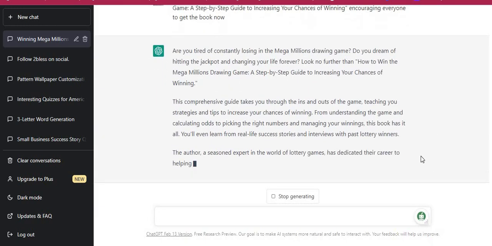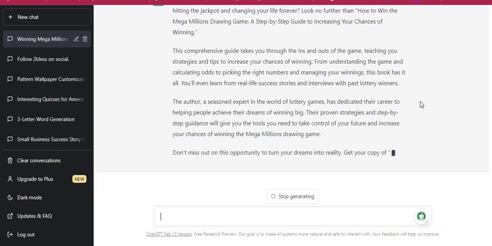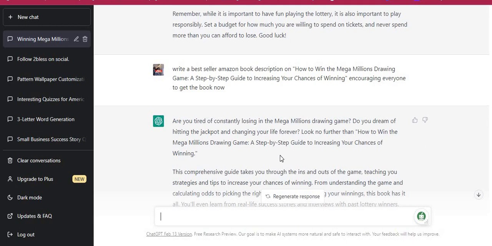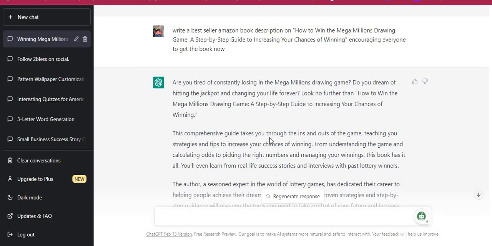to bring our description. So you can see, I get tired of constantly losing the Mega Millions. Look at this description that it is bringing. Are you tired of, wow, guys, look at this one alone, it's sweet. Are you tired of constantly losing in the Mega Million drawing game? Do you dream of hitting the jackpot and changing your life forever? Look no further than How to Win the Mega Million Drawing Game, a step-by-step guide to increase your chances of winning. The comprehensive guide takes you through the ins and outs of the game, teaching you strategies and tips to increase your chances.